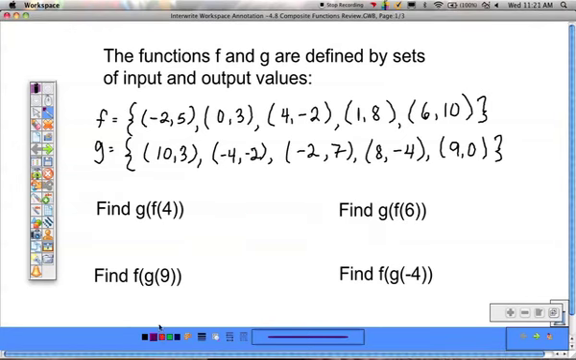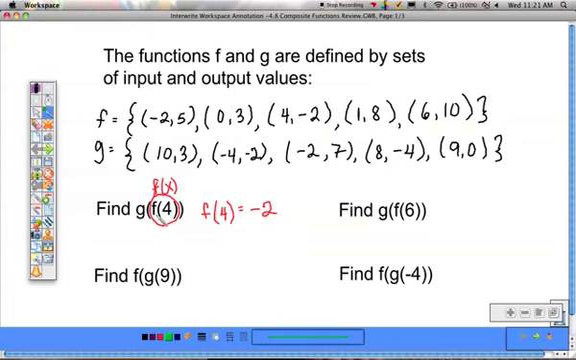Okay, so we're going to start with f of 4. And remember, this is like f of x. So basically, I'm asking you when is x equal to 4. So you're looking for when x is 4, what's the y value? So we're going to look in the f function. Here x is 4, the y value is negative 2. All right, so that answer is negative 2.